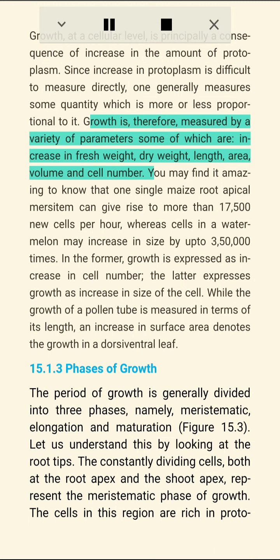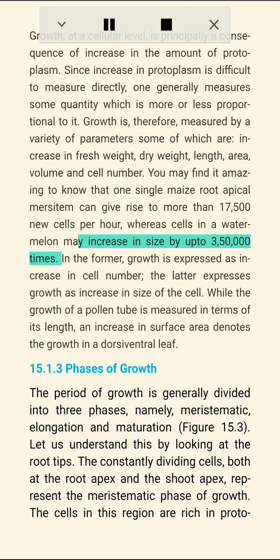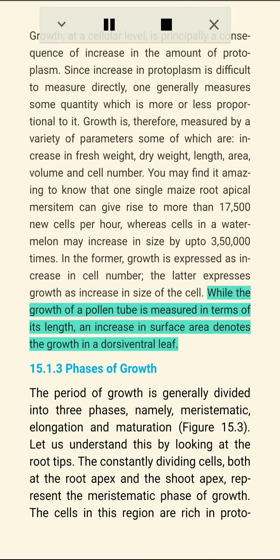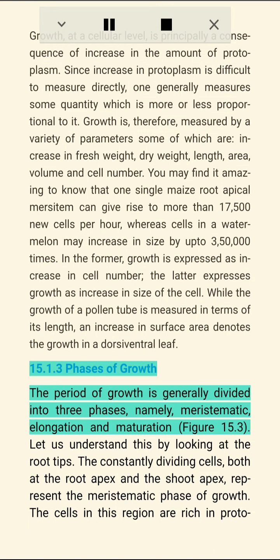You may find it amazing to know that one single maize root apical meristem can give rise to more than 17,500 new cells per hour, whereas cells in a watermelon may increase in size by up to 350,000 times. In the former, growth is expressed as increase in cell number, while the latter expresses growth as increase in size of the cell. While the growth of a pollen tube is measured in terms of its length, an increase in surface area denotes the growth in a dorsiventral leaf.